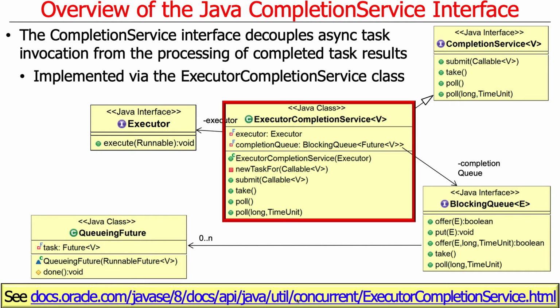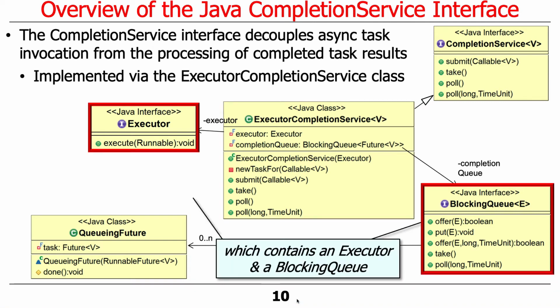The completion service interface is implemented for you using something called the Executor Completion Service class. And that class does the heavy lifting to give you one variant of a completion service. You could implement your own if you wanted to by implementing the completion service interface, but they give you one out of the box. And internally, the Executor Completion Service, as the name implies, uses an executor, which is going to have a pool of threads, and a blocking queue, which is what's used internally to queue up the results as they complete.